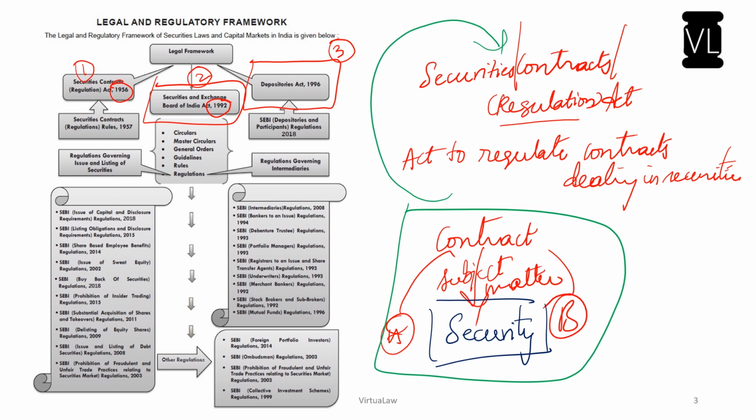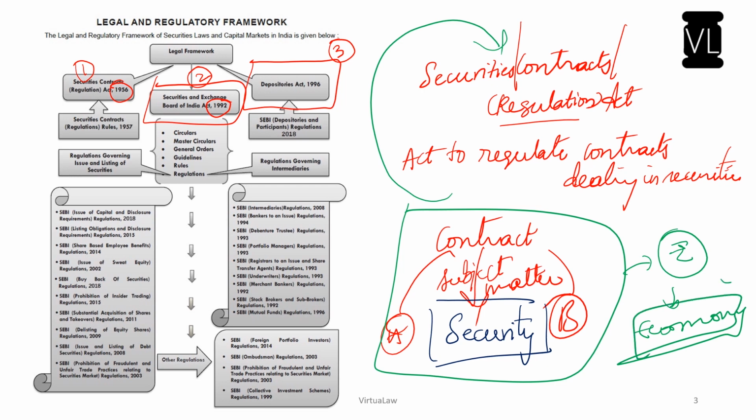Now, why do we have to regulate such contracts? Because these contracts are majorly dealing in money. And when it is dealing in money, and that too money which would impact the economy of a country, that is when you need a proper regulation for such kinds of transactions. And hence the Securities Contract Regulation Act 1956. I hope this is making some sense as to why we have a separate act to regulate certain contracts.